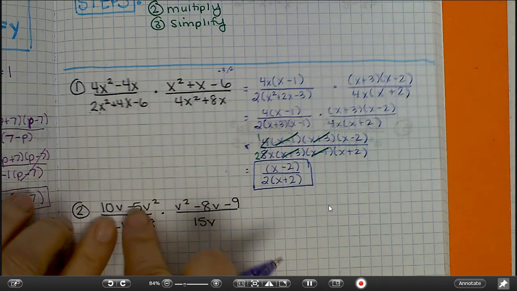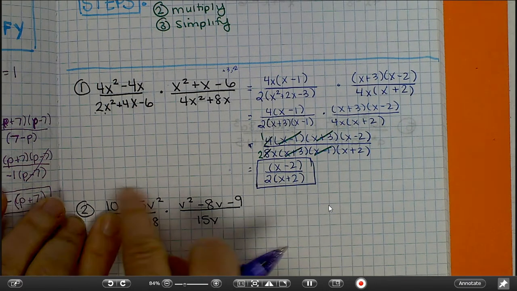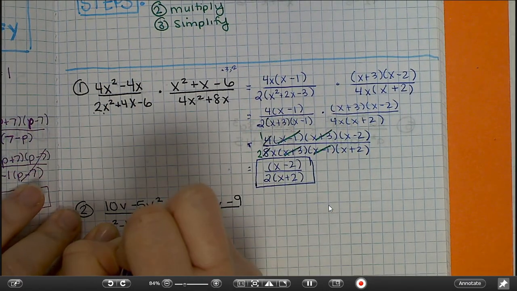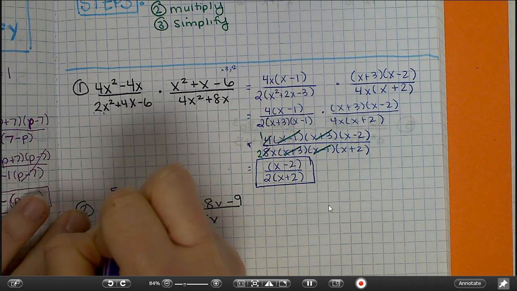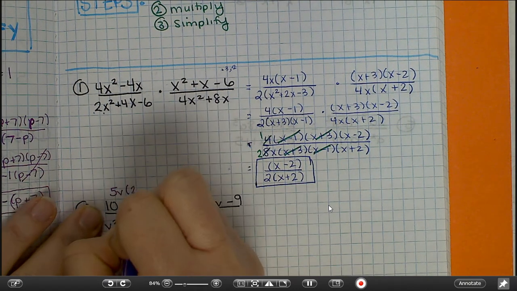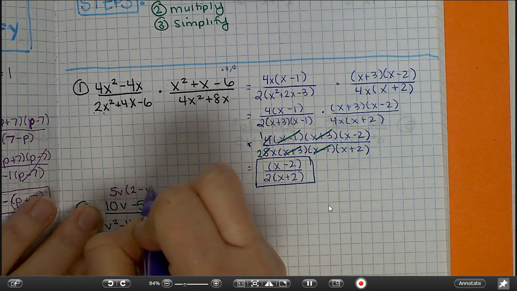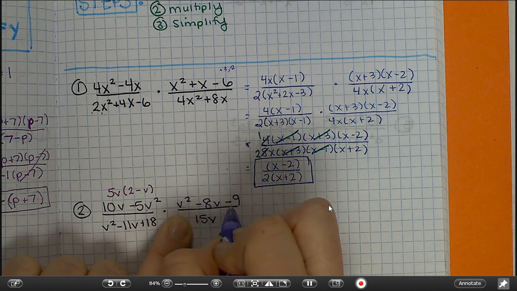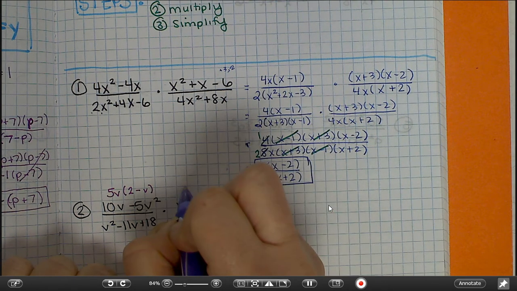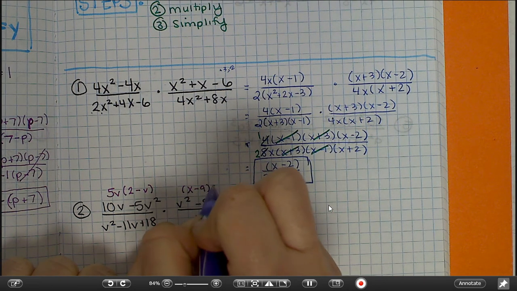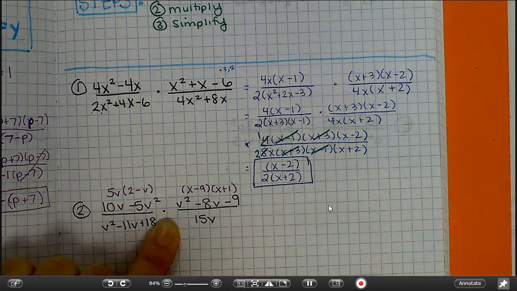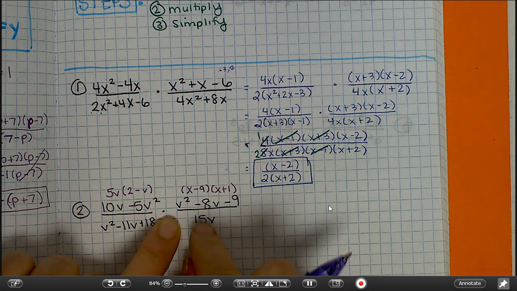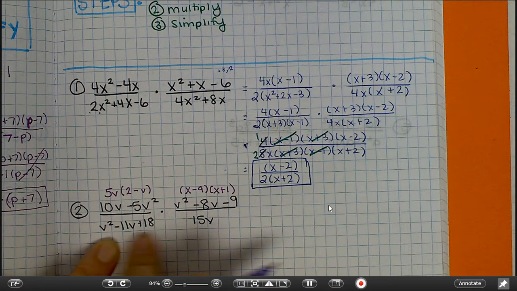Okay? Sometimes when I factor, I like to put the factored part right above, like this. So I would say, can I take anything out? Yes, I can take out 5v. So that leaves me 2 minus v. Over here, the factors of negative 9 that add up to negative 8 would be x minus 9, x plus 1. And again, if that part is hard for you, please let me know and I'll help you with factoring more. This one is already simplified or factored.